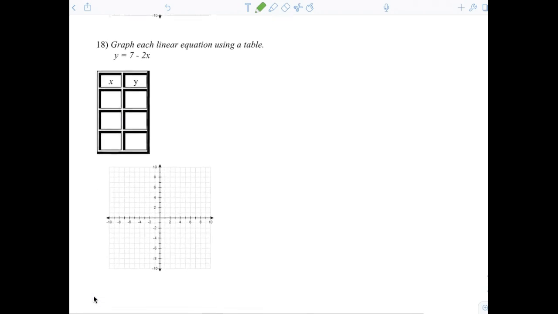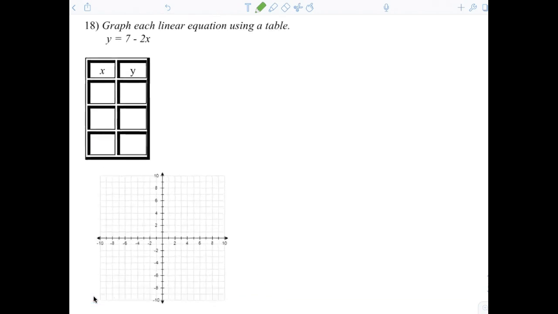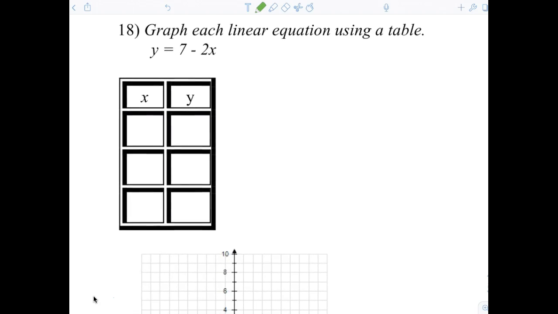So now, I tried to trick you on number 18. I tried to switch the order there. So if I'm going to graph by table, what numbers can I plug in? Negative 1, 0, and 1. Now, we're practicing mental math. So if I plug negative 1 in, what do I get? Negative 2.